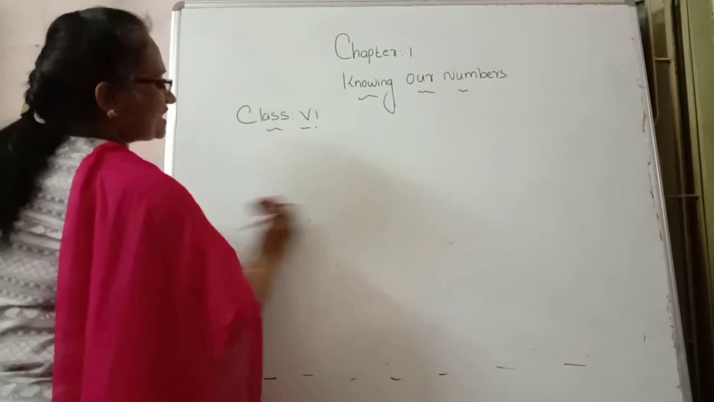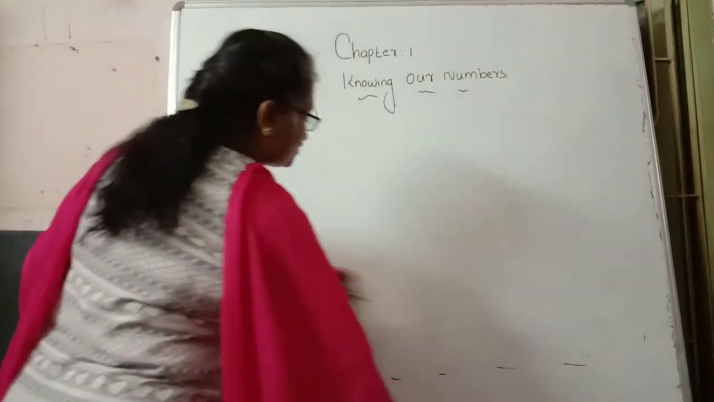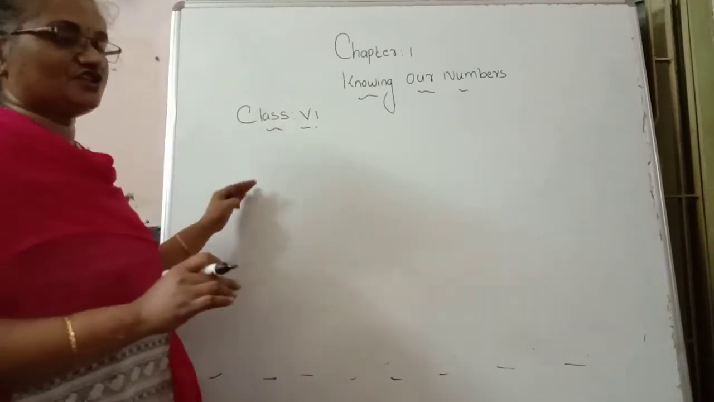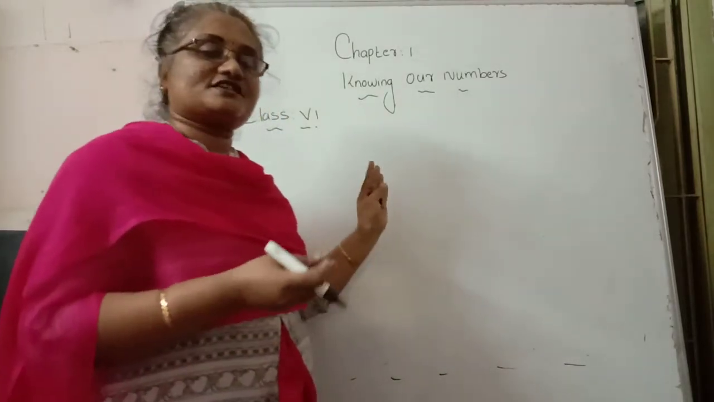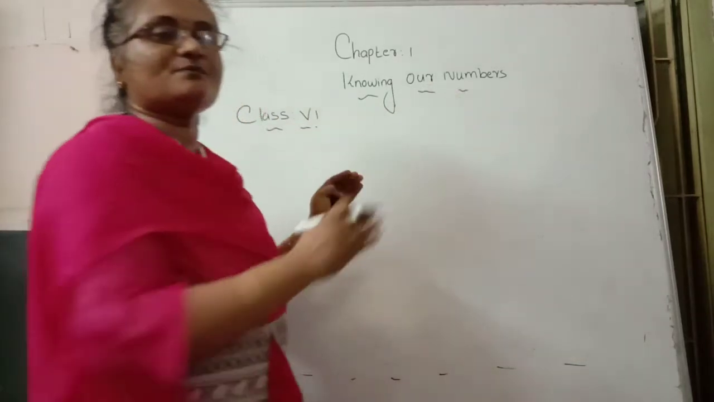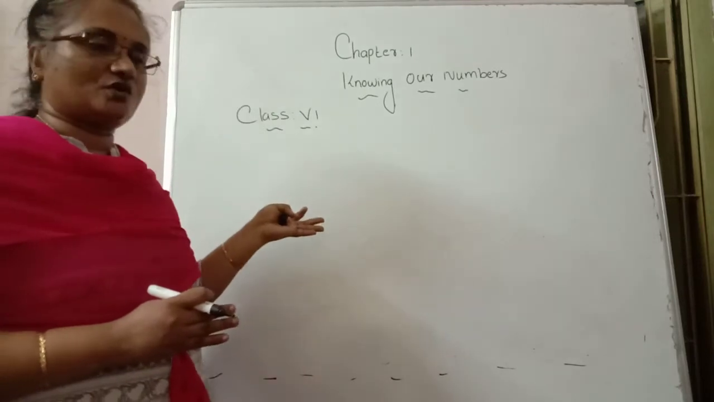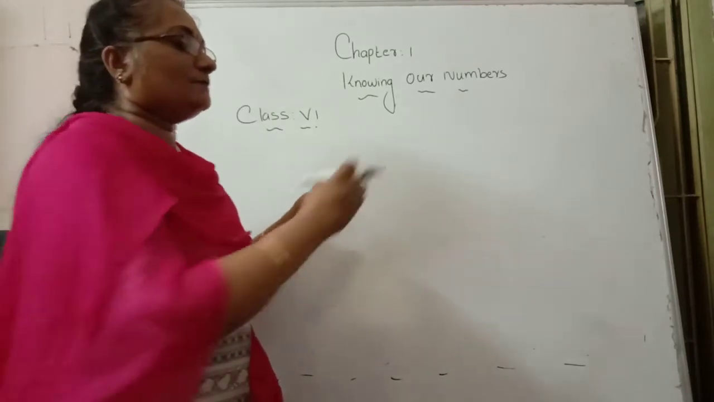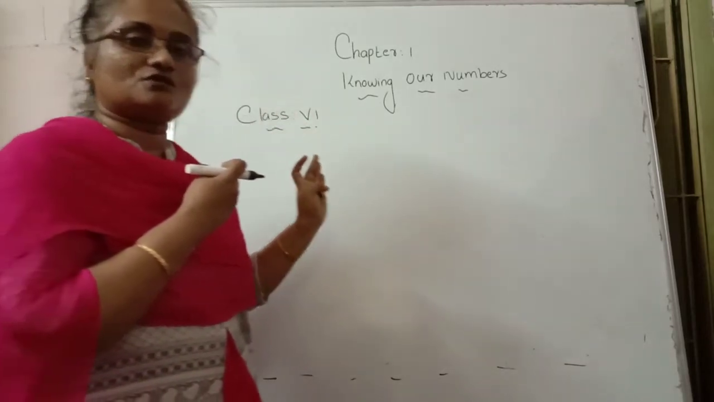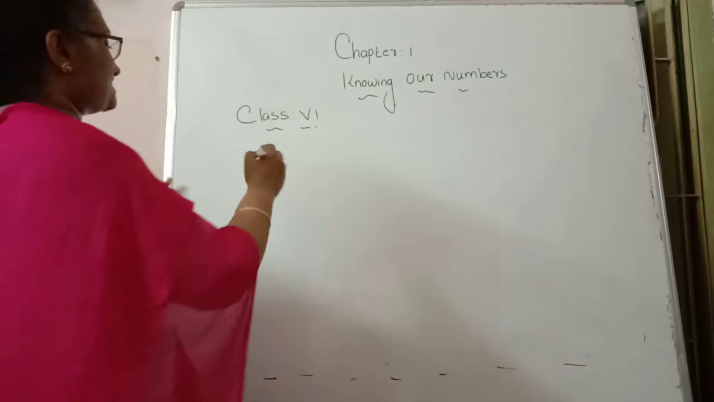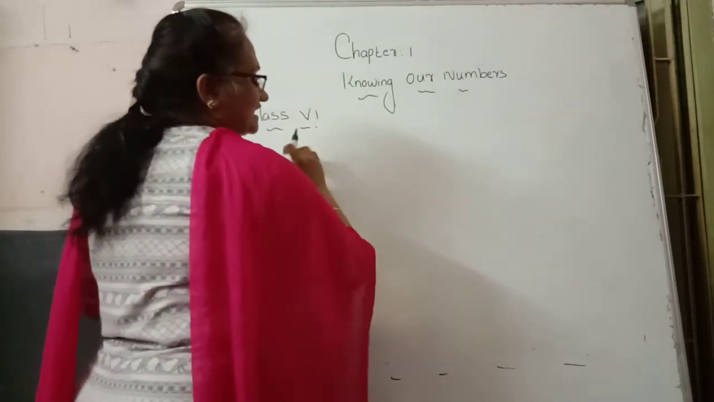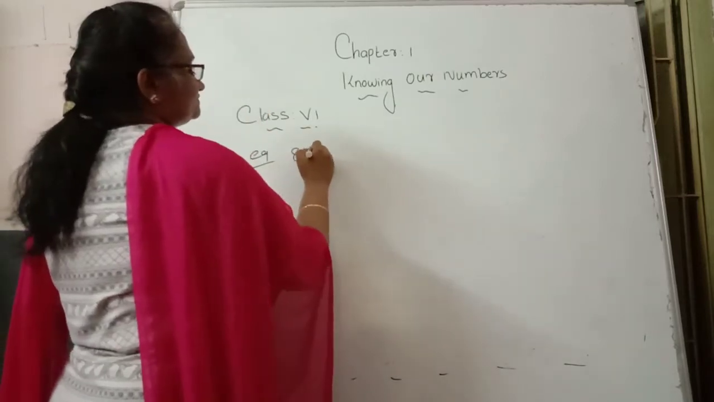Identify the smallest and the greatest number. Which is the smallest number and the greatest number? And write them in ascending order. What is ascending order? Ascending order means numbers written from smaller number to bigger number. We call it ascending order. What about descending order? Writing from bigger number to smaller number, we call it descending order. Let me give one example. Write in ascending order.